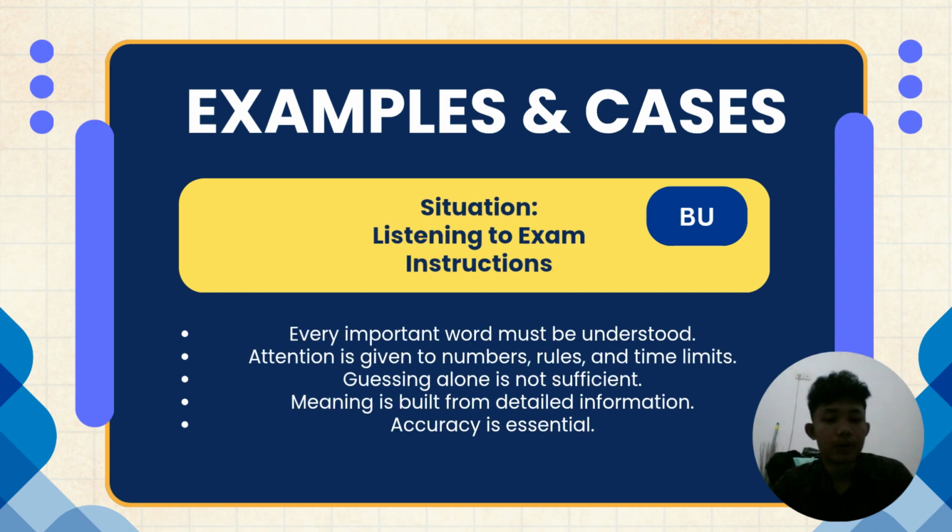Let's move to another example and case. The situation is listening to exam instructions, and this is bottom-up processing. In contrast with top-down processing, when listening to exam instructions, every detail becomes important. Information such as the limits, the rules, and the specific directions must be understood clearly. So in this situation, guessing is not enough. Careful attention to each word is necessary because meaning is built from detailed information, and this is an example of bottom-up processing.